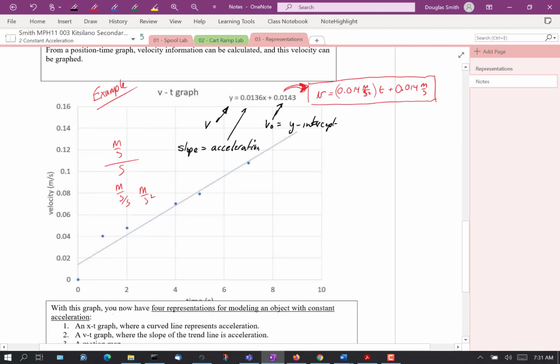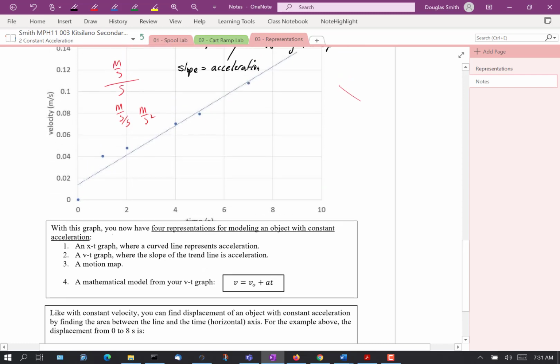Okay, so the slope of this line is the acceleration. It's how fast the velocity is speeding up. Because this is a positive slope, it's accelerating upwards. If it was a negative slope, you'd say it was accelerating downwards.